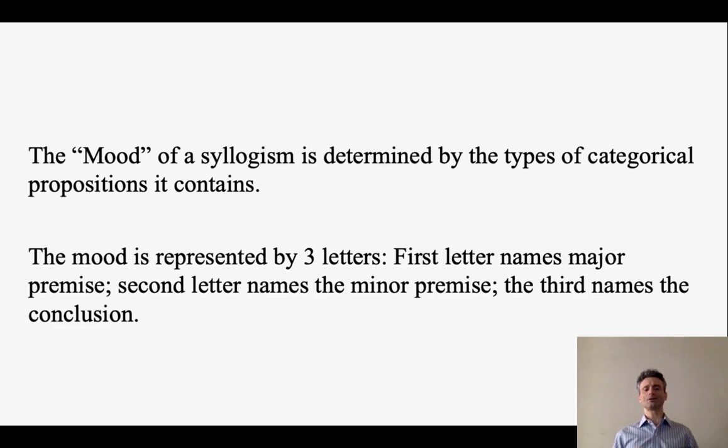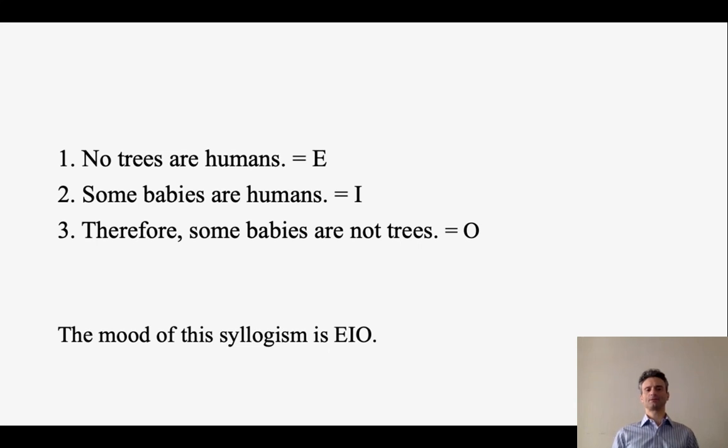So since there are three statements in a categorical syllogism, and each statement must be expressed in categorical form, the three letters of the categorical forms representing the premises constitute the mood. For example, let's take the previous example. No trees are humans. That is an E form. So we write E. Second premise, some babies are humans. That's an I. And the conclusion, some babies are not trees, is an O form. So we say that the mood of this particular syllogism is an E-I-O.